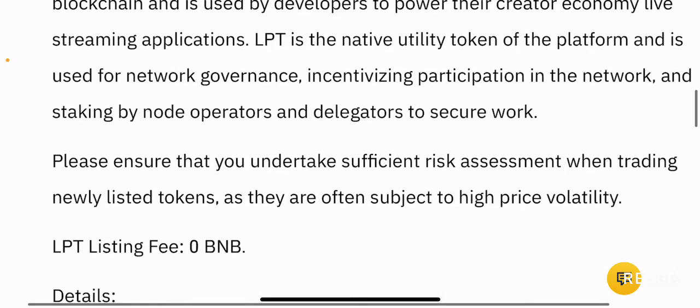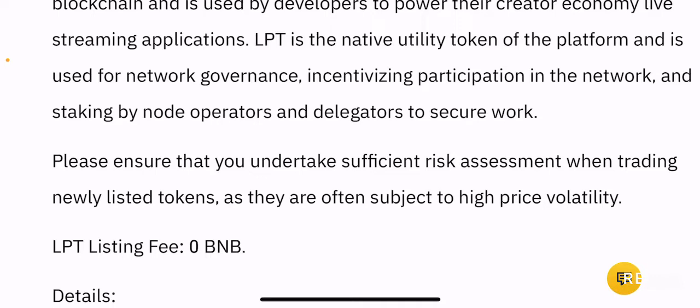LPT is the native utility token of the platform and is used for network governance, incentivizing participation in the network, and staking by node operators and delegators to secure work. So again, just like any other platform, this platform has its own token, the LPT token, which is the native utility token, and it's used for network governance, just like several other platforms. It's also used as an incentive to reward participants of the network, and people can stake this token and operate nodes, and also delegate to the network in order to secure the network, right?